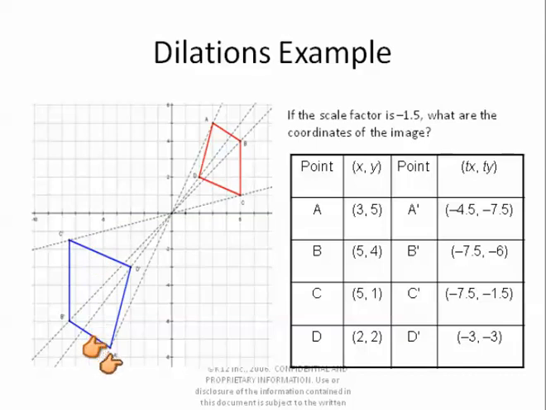Easy to do. Since I know all the points on A, B, C, and D, I can multiply both the x and the y times that scale factor, and I'll find the new x and y coordinates for each one of them. I can plot the points and do it that way. So two ways of doing dilations. One, by drawing lines. Two, by looking at the points and finding the points based upon the scale factor.